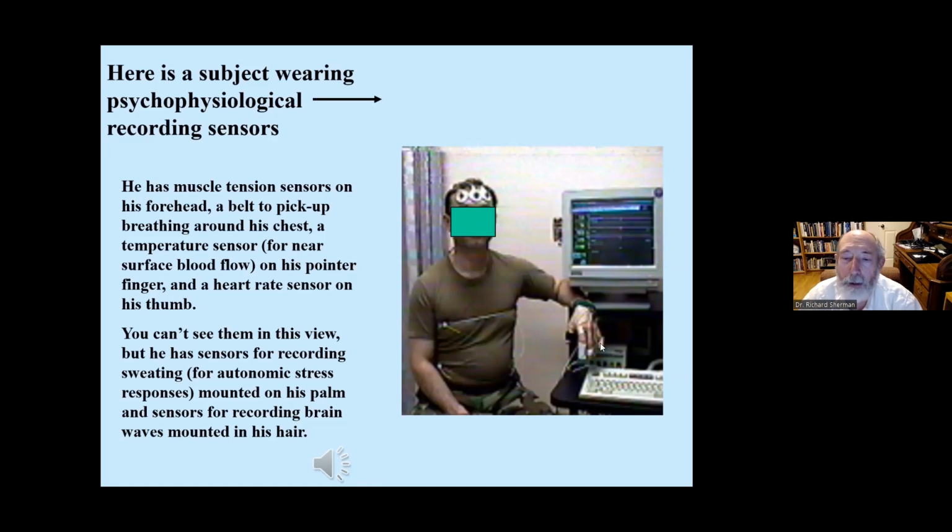If you look down at the person's fingers, we're recording how much they're sweating. You sweat more when you're nervous, so we can pick up when somebody is under stress. So we have all these different things that we can record.